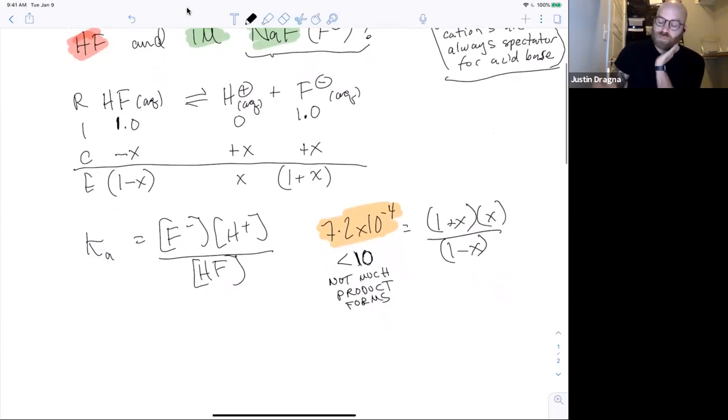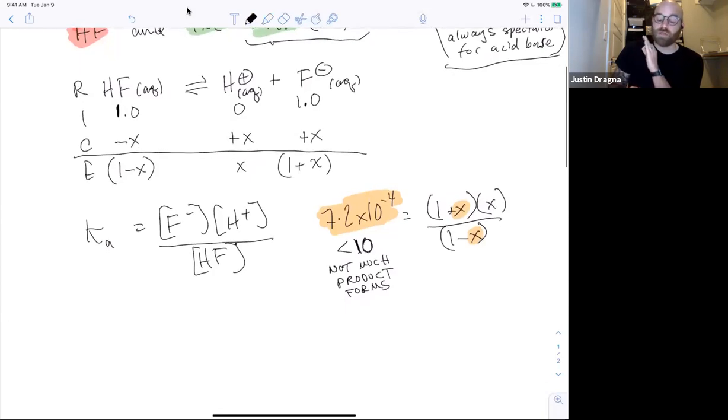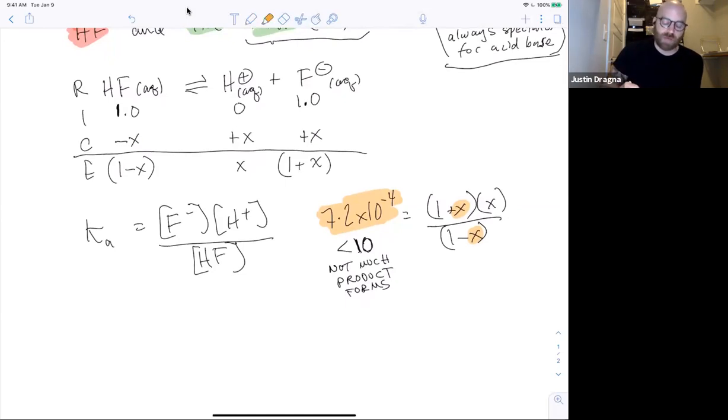And so we can use this to our advantage. If we know that not a lot of product is forming, then we know that 1 plus x and 1 minus x are generally going to be approximately 1. I know this approximation gets a little bit confusing because there's so much going on in this problem. But think about it like this.